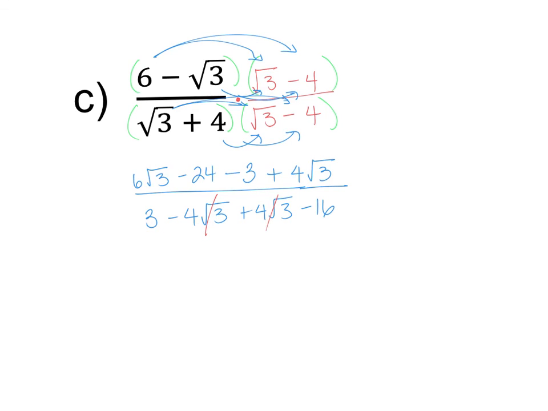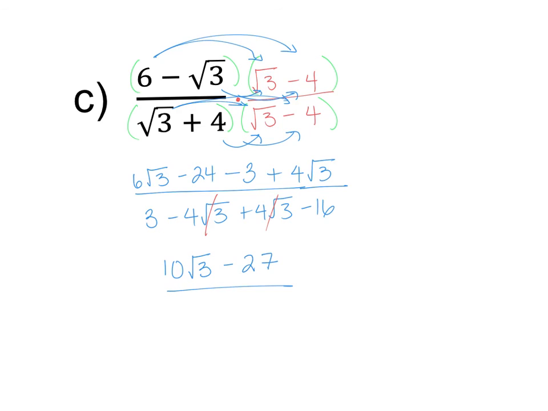I can combine maybe these two together, and I can also combine these two together as well since they both have a square root. So let's take care of the square root first. So since both of them have a square root of 3, I'm going to take the 6 and add it with the 4 to get a 10. So that would make it 10 square root of 3. Then I'm going to take the 24 and subtract it with 3 to make negative 27.